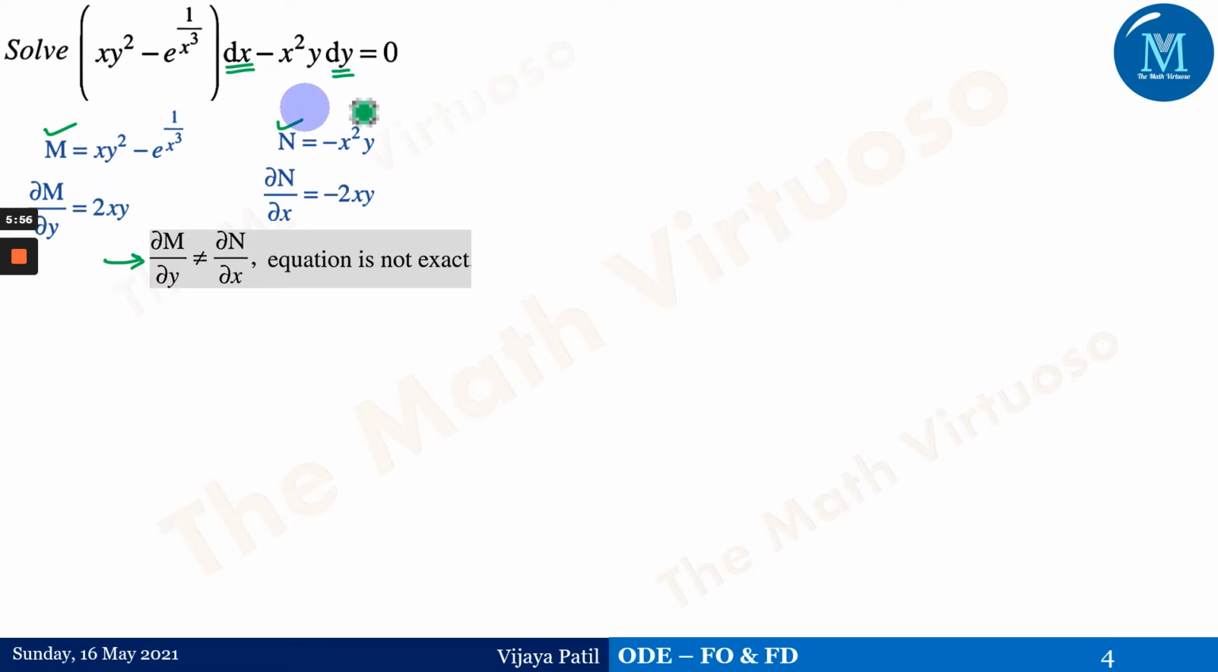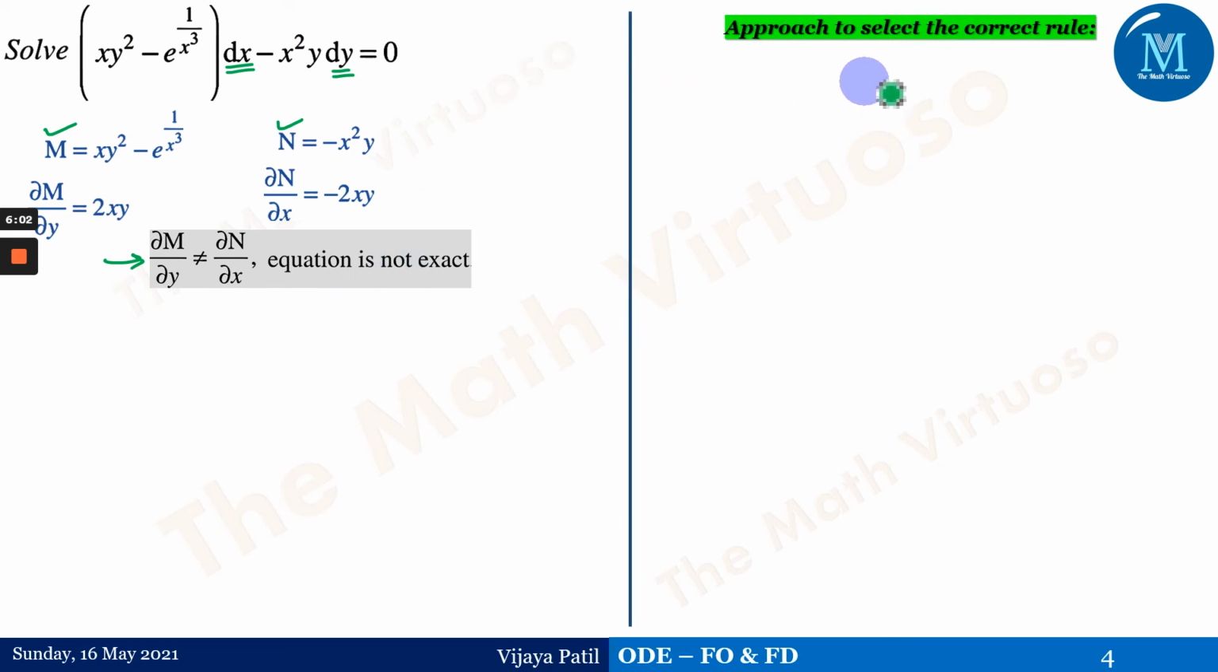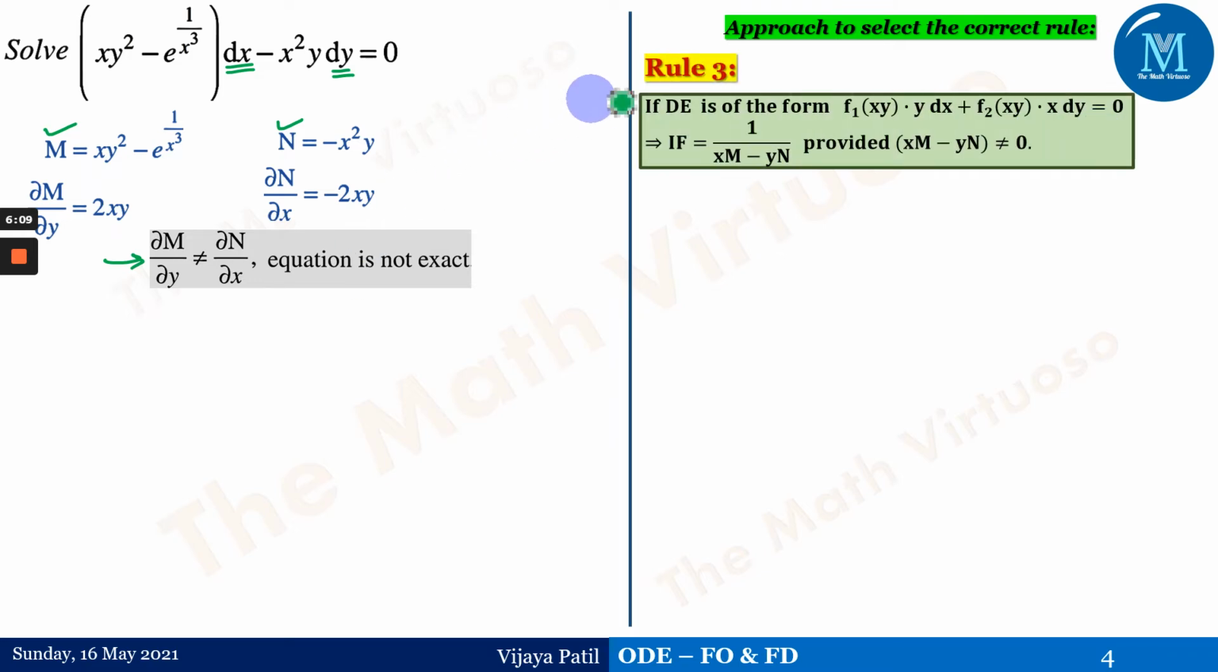That means we cannot directly find the answer using the solution. We need to approach the selection of the correct rule, whether R1, R2, R3 or R4. Let me take you through how to go about it. I purposely said approach. The correct approach is to start with rule number 3. Why? Because just by looking at the equation, as I told you in the last slide also, you can check whether this particular equation has this form.